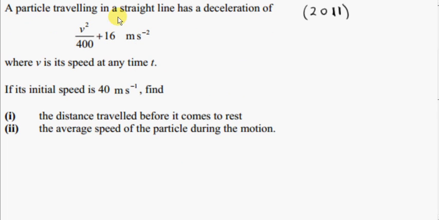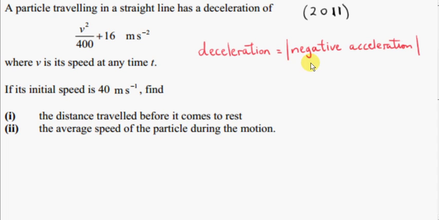A particle travelling in a straight line has a deceleration of v squared over 400 plus 16 meters per second squared, where v is its speed at any time t. If its initial speed is 40 meters per second, find the distance travelled before it comes to rest. Now, the deceleration is actually a magnitude. It's the magnitude of a negative acceleration. So, this particle has negative acceleration.